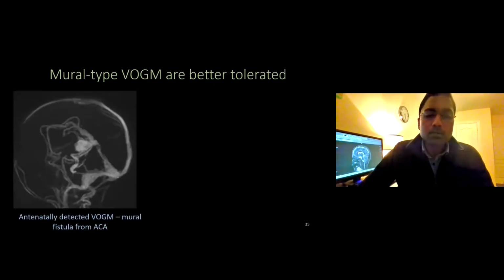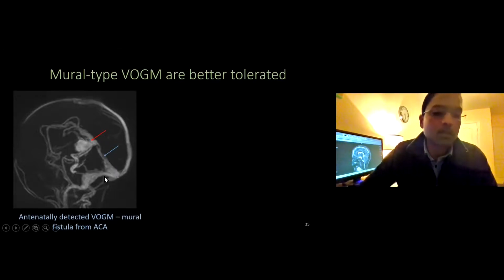The mural type is where you have one. So here you can see there's one large feeder that goes straight into this vein, and that's called the mural type. These are typically better tolerated. They don't have heart failure. They can be watched with medical treatment. And this is actually a child that we had earlier this year. And there you can see the shunt actually has a normally developing straight sinus. So all these are better indicators of prognosis.